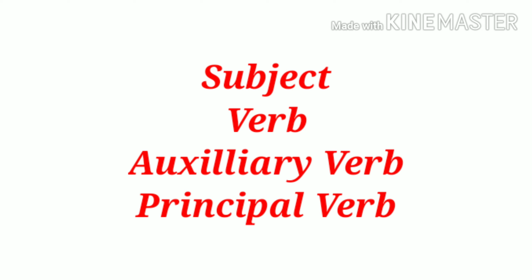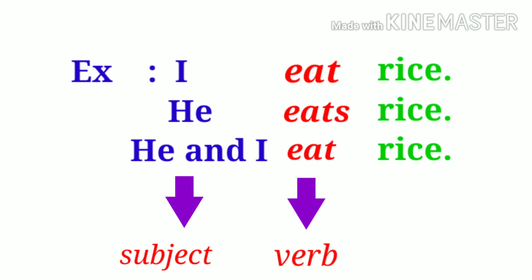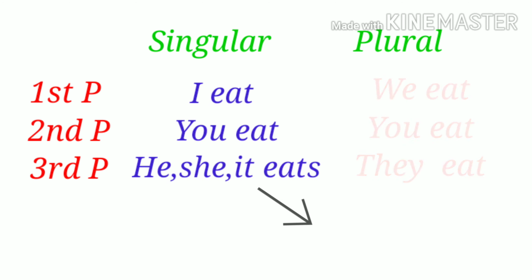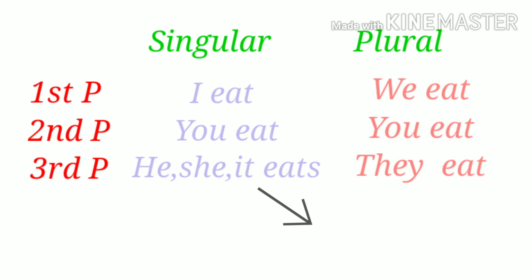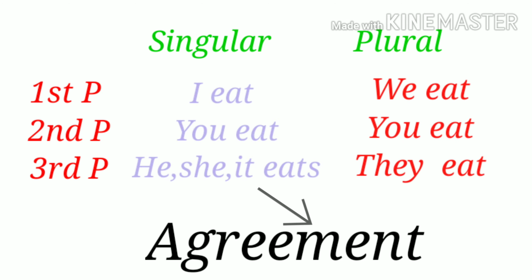Now, let us see these examples. I eat rice. He eats rice. He and I eat rice. So these are three examples where we have subject and verb. Clear? And these sentences are formed with an agreement between a verb and a subject. Friends, a subject includes first person singular number and plural number. It may be second person singular number and plural number. It may also be third person singular and plural number.